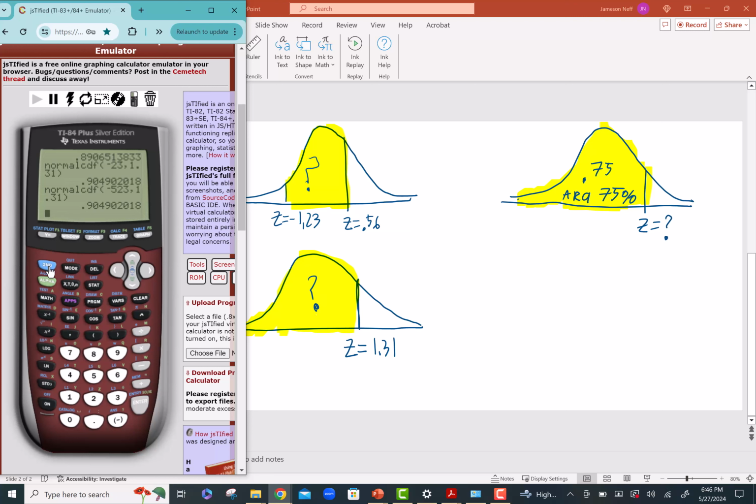Since it's an inverse process, I'm going to do second distribution, and now notice it says inv norm. That's inverse normal. And then just type the area underneath the curve, 0.75. Boom. So a z-score of 0.67 will cut off the bottom 75% from the top 25%. All right. So that's it for this calculator video.